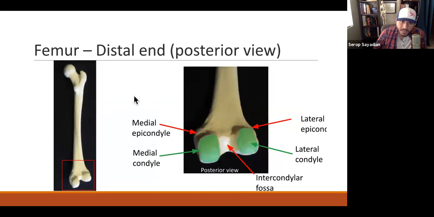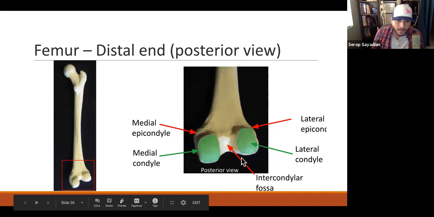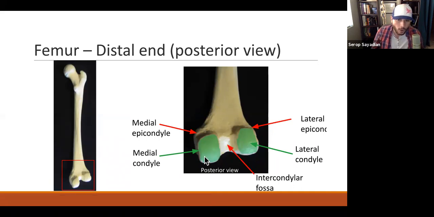And the distal end of the femur looks like this. Just like the humerus as well, we're gonna have medial and lateral epicondyles on the sides. And then we're gonna have just regular condyles on the bottom. The condyles are what actually hold all the weight. They make the knee joint. Whereas the epicondyles, nothing is like sitting on top of the epicondyle. It's just a place for ligament and muscle attachment.